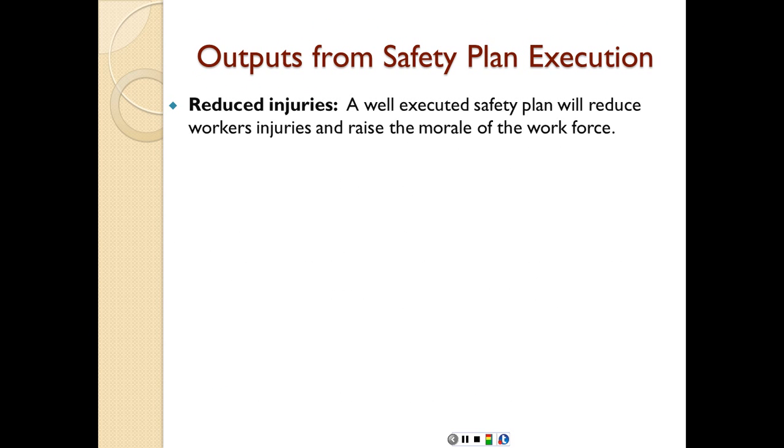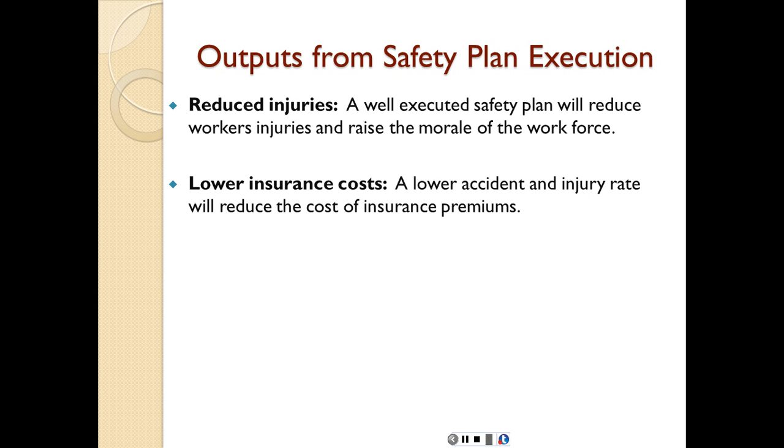The outputs of the safety plan execution are going to be, as we mentioned before, reduced injuries. A well-executed safety plan will reduce workers' injuries and raise the morale of the workforce. Lower insurance costs. A lower accident and injury rate will reduce the cost of insurance premiums. We're going to actually have a lecture by the end of this semester to talk about what's called the experience modification rate, or EMR, and how that comes into the calculation of the workers' comp, which is part of the insurance that you pay on your construction site.